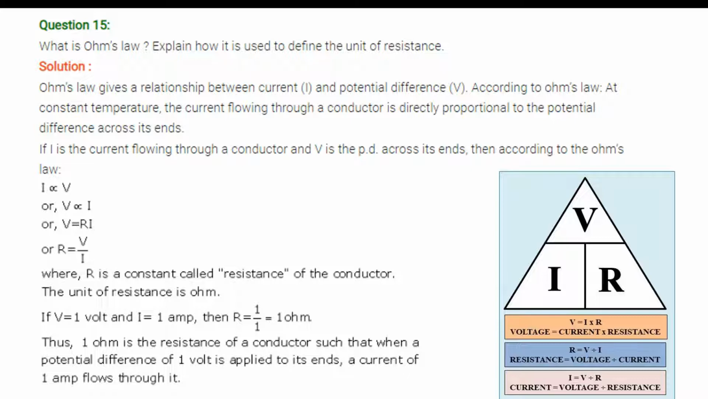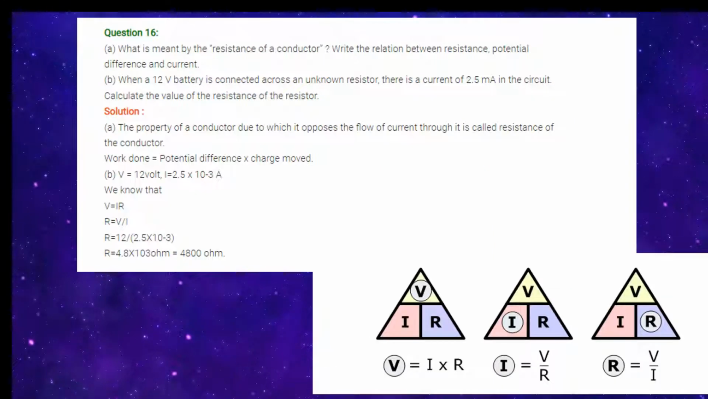What is meant by the resistance of a conductor? Write the relation between resistance, potential difference and current. Solution: A. The property of a conductor due to which it opposes the flow of current through it is called the resistance of the conductor. Work done equals potential difference × charge moved. B.